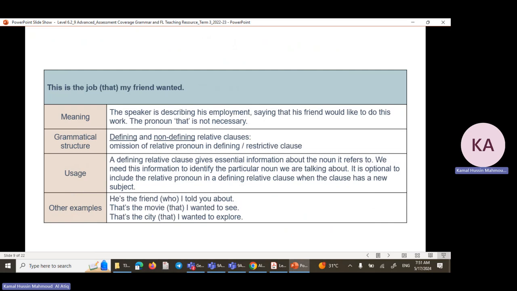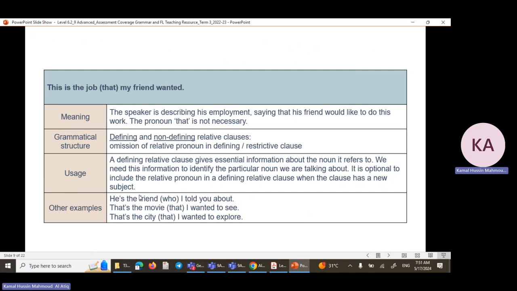The second part, this is the job that my friend wanted. This sentence is divided into 2 parts. This is the job, present. Before that, present. After that, simple past. We have to write wanted.